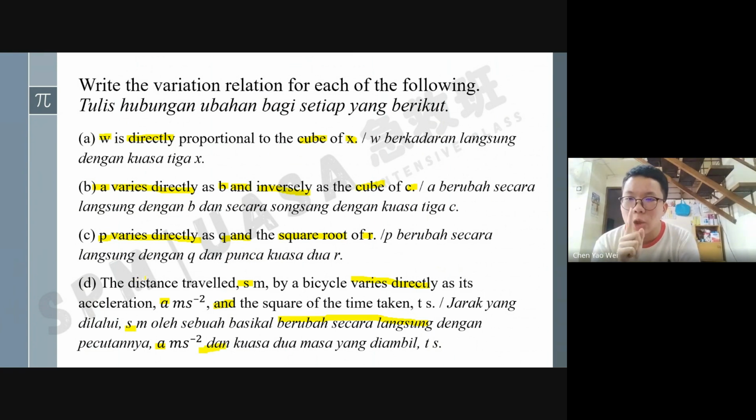Kalau dia ada tulis inversely, tulis dekat bawah. Kalau dah ada, letak di tepi sahaja. Square of the time taken T second. Kuasa 2 masa diambil T saat. Okay. Remember the square? To put the square, so you can get this answer.